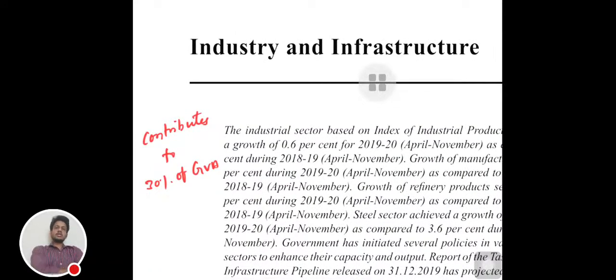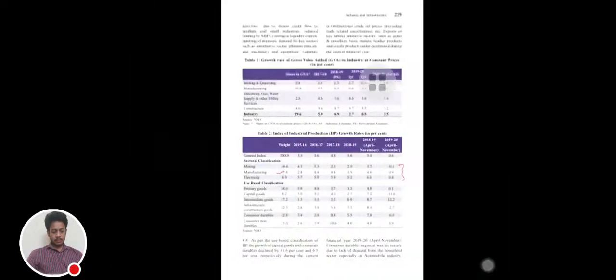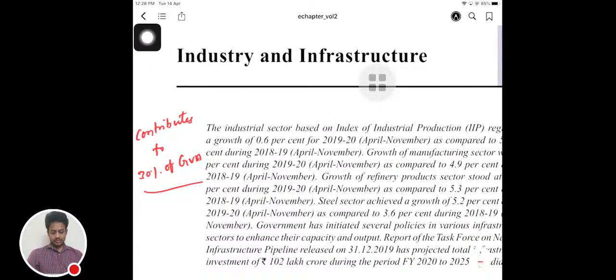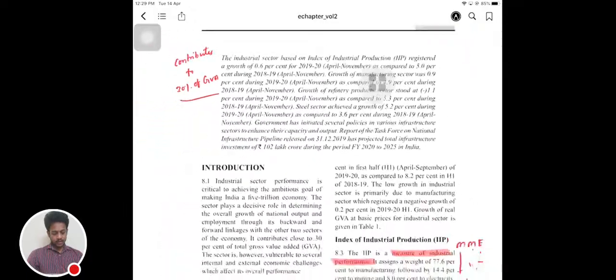And what is the most important thing is, all of us know, industrial sector performance is very crucial for achieving the ambitious goal of making India a $5 trillion economy by the end of 2024, I think. So that is the time period the government is taking. This sector contributes 30% of GVA. And yesterday I gave you the same type of statistics for the agricultural sector, where I told you it is contributing around 16.2% of GDP or GVA. Here in the industrial sector, it is contributing around 30% of GVA. So this is where UPSC may ask you some general question. Apart from that, there are some important issues which we have to discuss as part of this chapter.